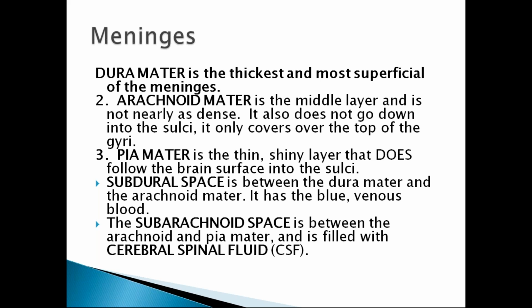The pia mater is the thin, shiny layer that does follow the brain surface into the sulci. Subdural space is between the dura mater and the arachnoid mater. It has the blue venous blood. The subarachnoid space is between the arachnoid and pia mater and is filled with the cerebral spinal fluid.